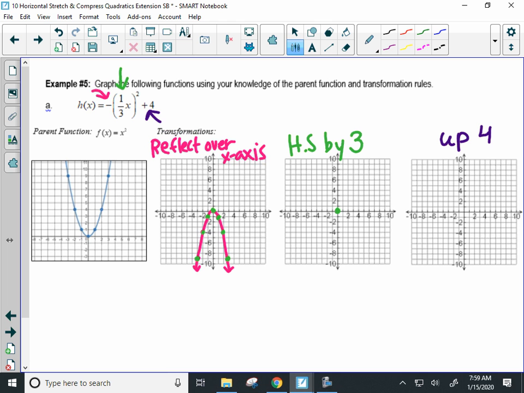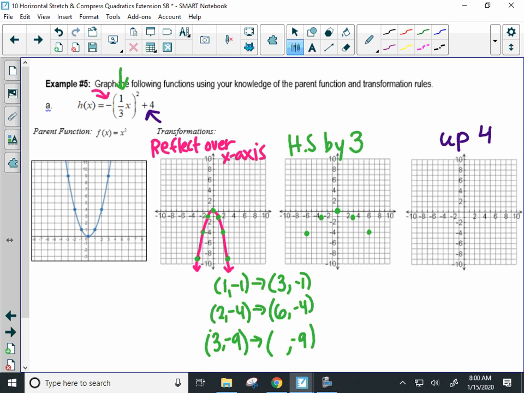When I look at the next point here, I'll go to the right. I have the point 1, -1. The y value is going to stay the same. It's still going to be -1. The x value is going to be multiplied by 3. So 1 times 3 is 3. So I have the point 3, -1. The next point I have is 2, -4. The y value stays the same. The x value needs to be multiplied by 3, which would give me 6, -4. And then I do my last point, 3, -9. Again, the y stays the same. The x value gets multiplied by 3. So we're all the way over here. Then you can connect those points.